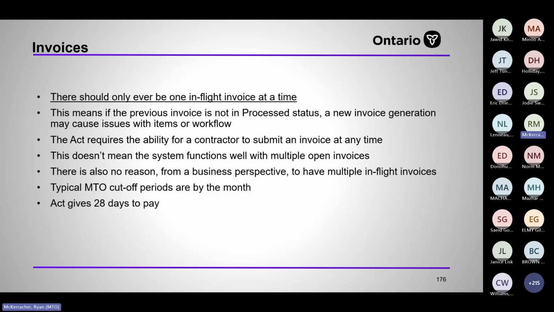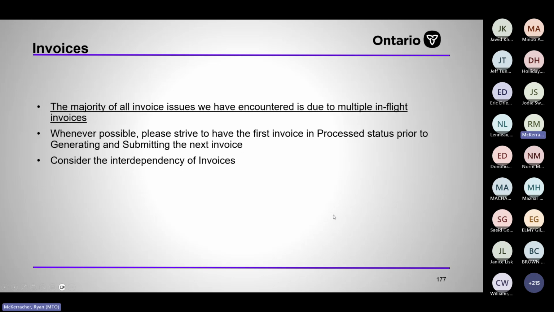The Act requires the ability for a contractor to submit an invoice at any time, so we can't inhibit them. We could install a validation to say, nope, the previous invoice isn't done, you can't submit another invoice, but the Act prohibits us from doing that. The majority of all invoice issues we have encountered is due to either multiple in-flight invoices or contractors manually inputting quantities into the invoice, which is a loophole that we identified later last year, and we have buttoned it up. But the contractors were basically clicking edit on the invoice and then filling in quantities and circumventing the reconciliation.